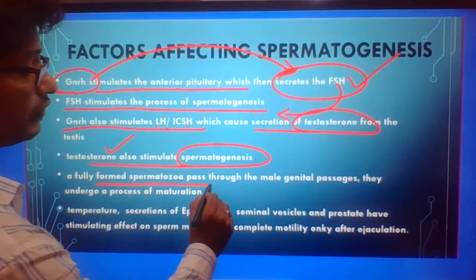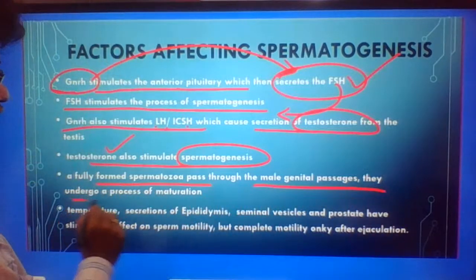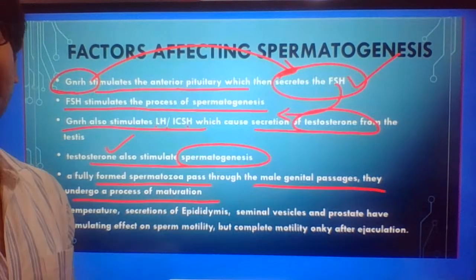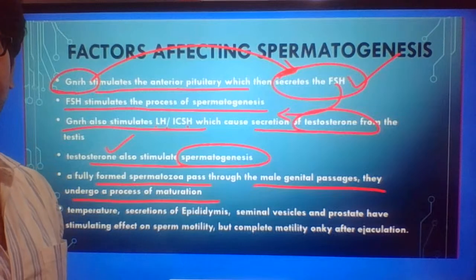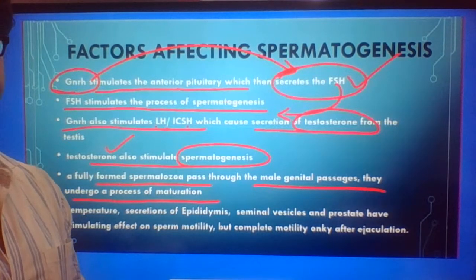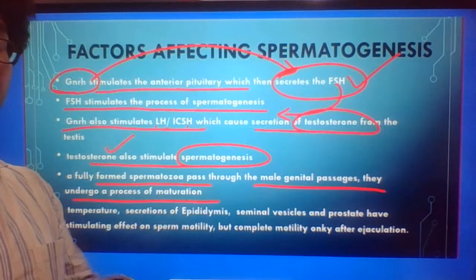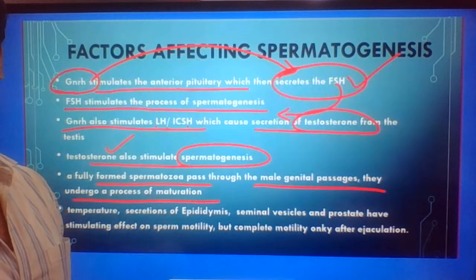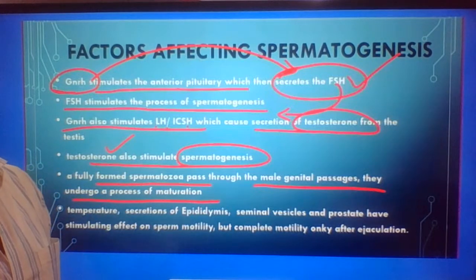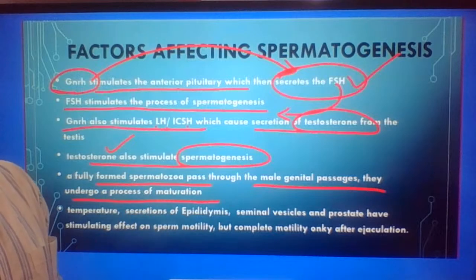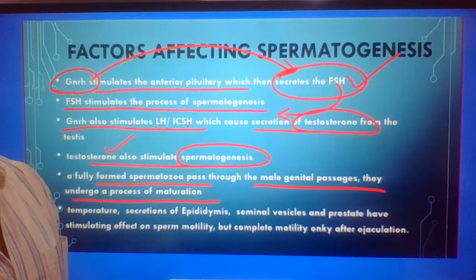A fully formed spermatozoa passes through the male genital passage and undergoes a maturation process. Very shortly we're going to discuss sperm capacitation. At the time of fertilization, the sperm has to cross all the obstacles to reach the fallopian tube and the egg to fertilize it. It is a tough race, the survival of the fittest concept, as far as sperm is concerned. So the maturity matters a lot, which we'll discuss in the capacitation process.